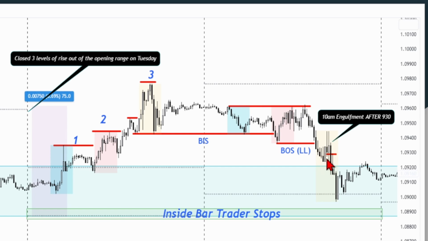And then on the 1 minute time frame, you would have found a decent entry. This is an up, down on the 15-minute chart. Obviously, finessing a better entry on the 1 minute chart is very important. This is a 10 a.m. engulfment after 9:30.